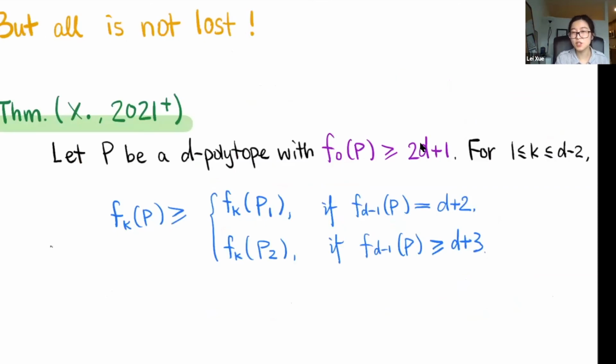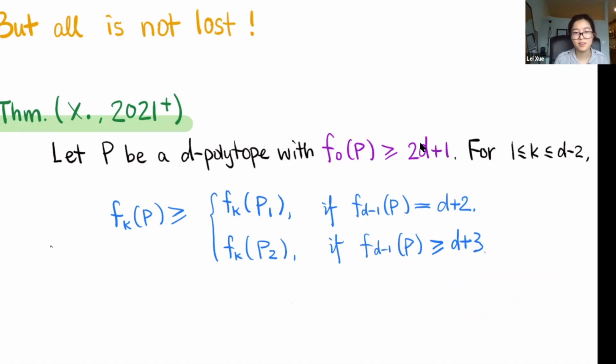There's still some good news. It's not so bad. Basically, instead of one polytope that will give you a component-wise minimal F vector, it turns out that in the case when you have 2D plus 1 vertices, those two candidates will be enough.